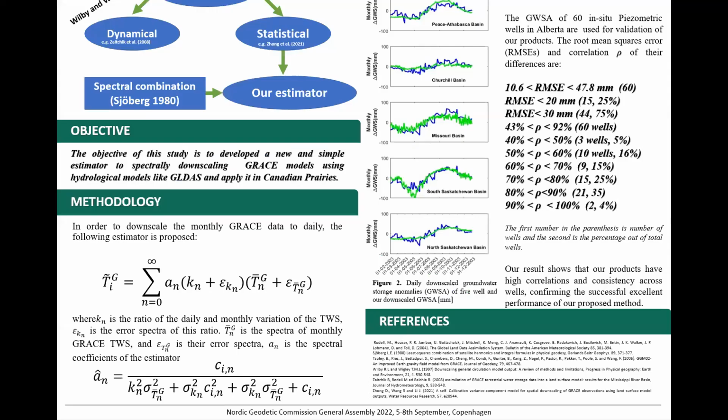So you see the estimator that we propose here. The mathematical developments are presented in the paper and the thesis work of Farzam. But what I'm going to explain here is, let me use the pointers here. Here we have the monthly GRACE model, but this is in a spectral form. Spectra of the GRACE monthly models, and this is the error of the monthly model. And here we have a Kn. Kn is a coefficient which converts monthly data to daily data.